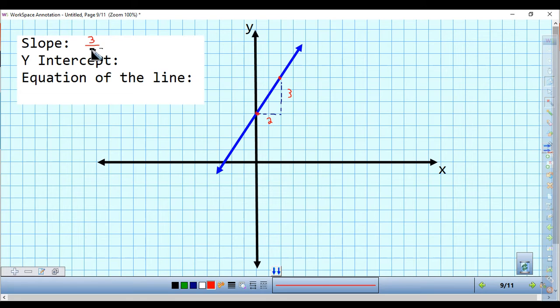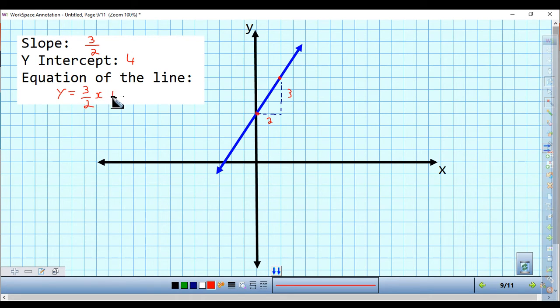And I can leave this as 3 over 2. I could also say 1.5, but it's completely acceptable to leave the slope as a ratio. So 3 over 2 is just fine. The y-intercept I can see is 1, 2, 3, 4, positive 4. And with those two pieces of information, I can write the equation of my line. y is equal to 3 over 2x plus 4.